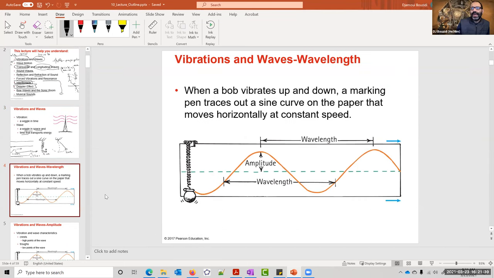A wave is characterized by a few parameters, okay? If it's traveling in space, this is a harmonic wave, by the way, okay? So when you see something like this one, it's a harmonic wave.